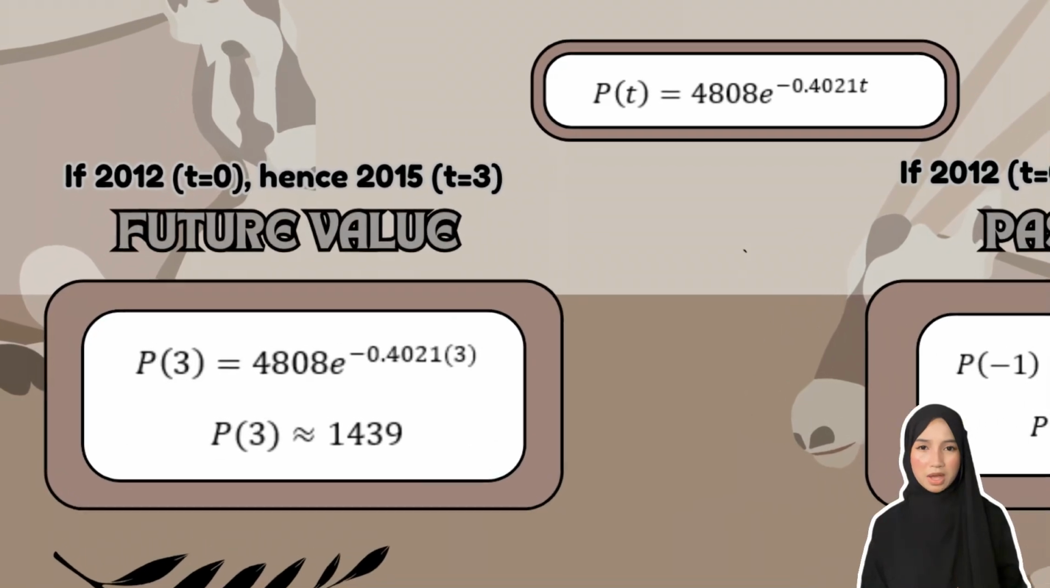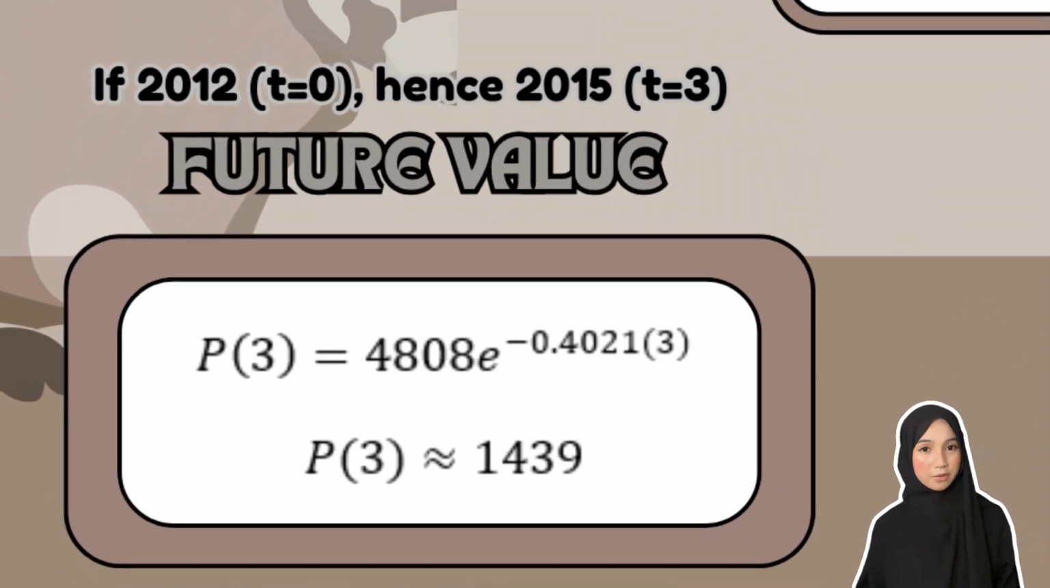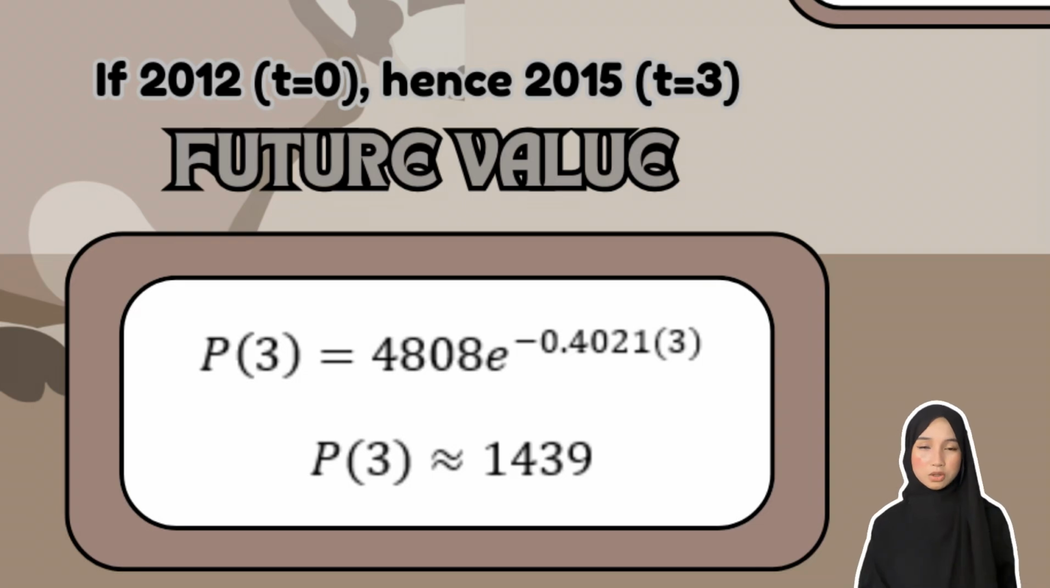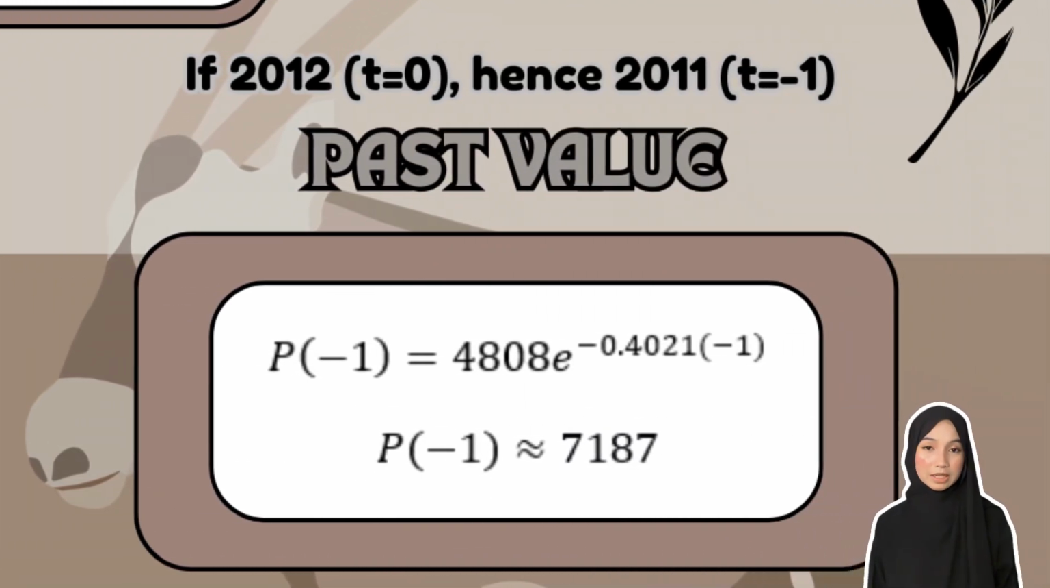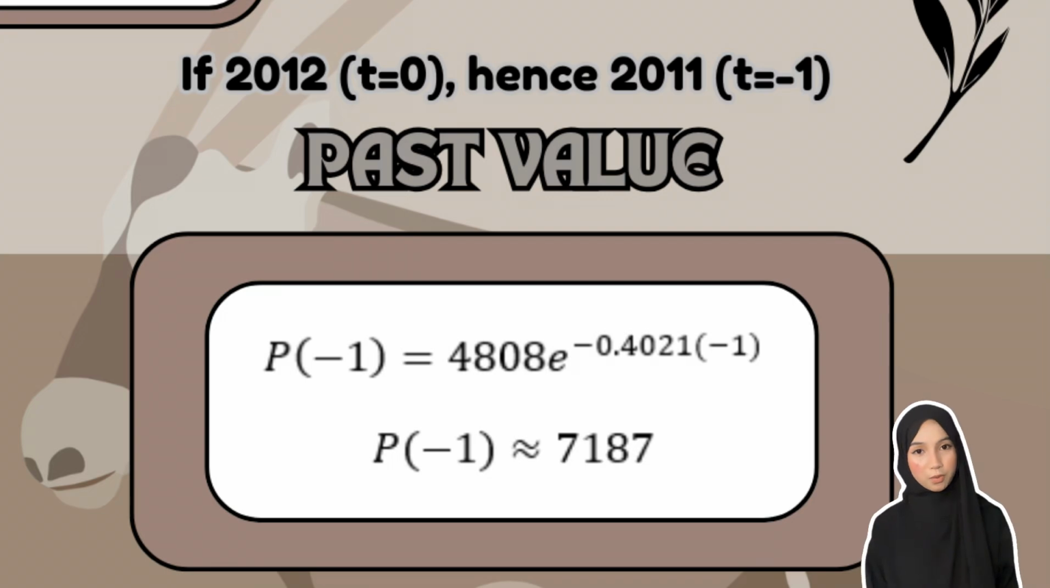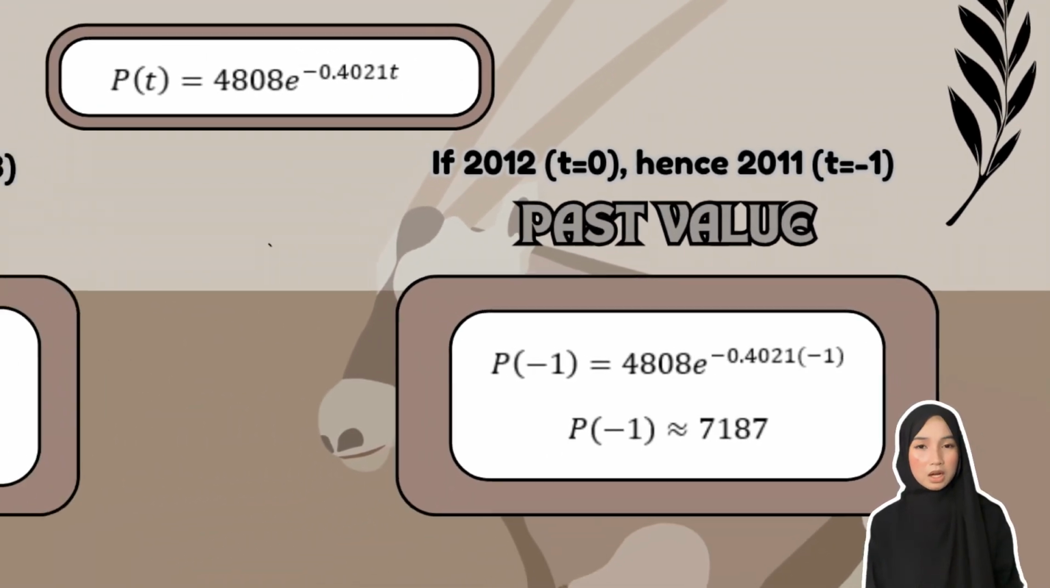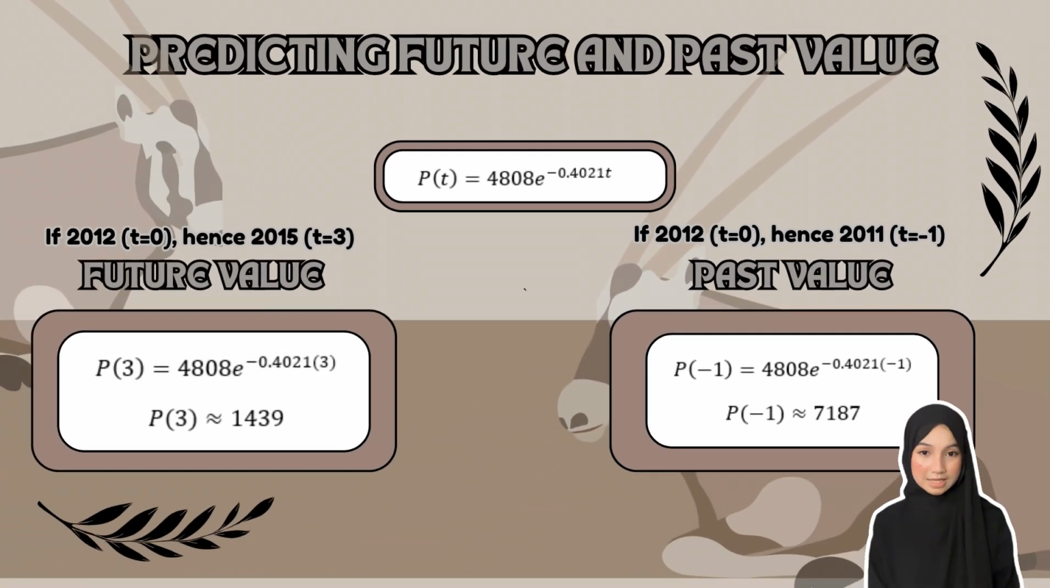For the future value, to find the value in 2015, we substitute t = 3 into the equation. This shows that by 2015, the value decreased to around 1,439. Next, for the past value, to find the value in 2011, we substitute t = -1 into the equation. The value in 2011 was about 7,187. That's all for me, and I will hand it over to our next presenter.